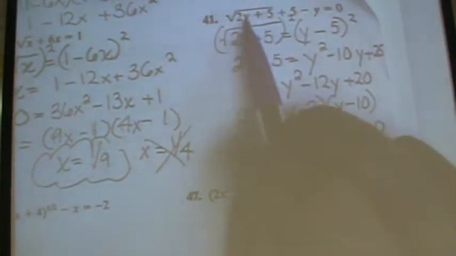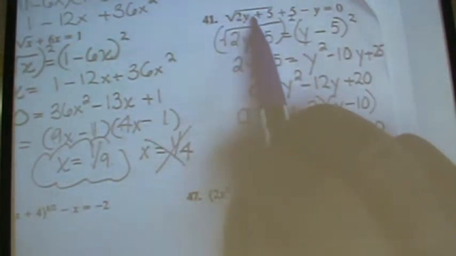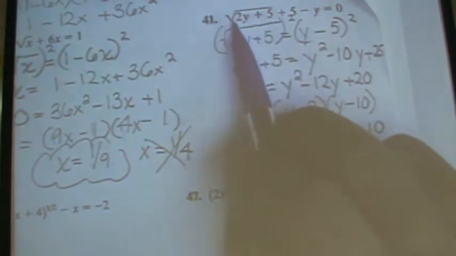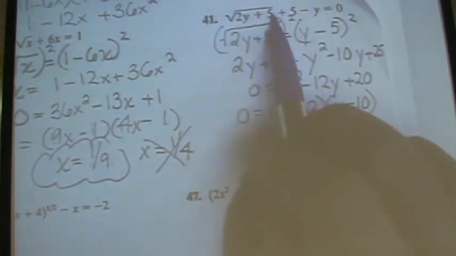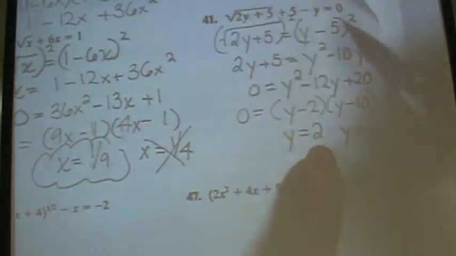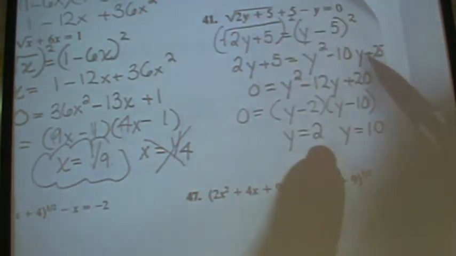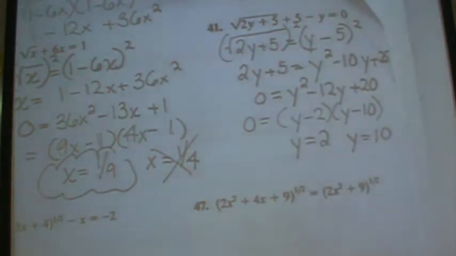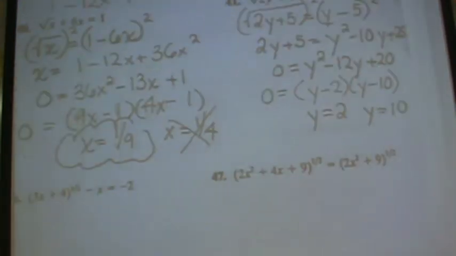2. 2 times 2 is 4. 4 plus 5 is 9. Square root of 9 is 3. 3 plus 5 is 8. 8 minus 2, we said it was 2. 8 minus 2 is 6. So that did not work. Let's do that again. Kind of did that fast.